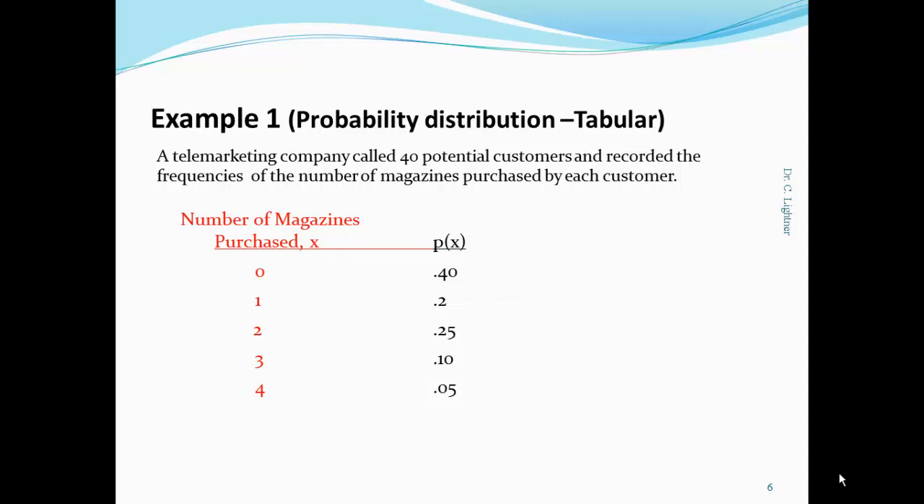Here, we have a tabular display of a probability distribution. A telemarketing company called 40 potential customers and recorded the frequencies of the number of magazines purchased by each customer. Since this company sells 4 magazines, this table provides a probability distribution. In the first column, it gives you all of the values that the random variable can take on. And in the second column, it gives you the probability of taking on each of those values.